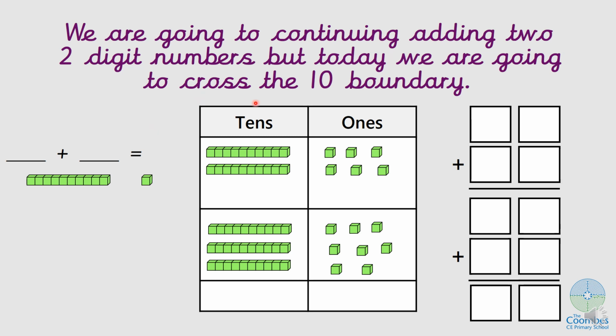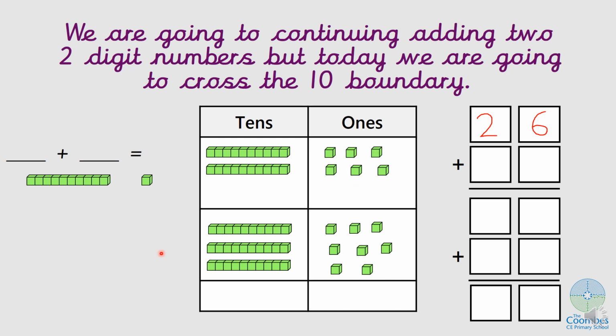This time I have the Dienes already here and I need to try and work out what the calculation is. So let's start counting my Dienes and fill in my column addition. So for my first number, I've got 2 tens and 6 ones. 10, 20, 21, 22, 23, 24, 25, 26. So I've got 2 tens and 6 ones. 26.